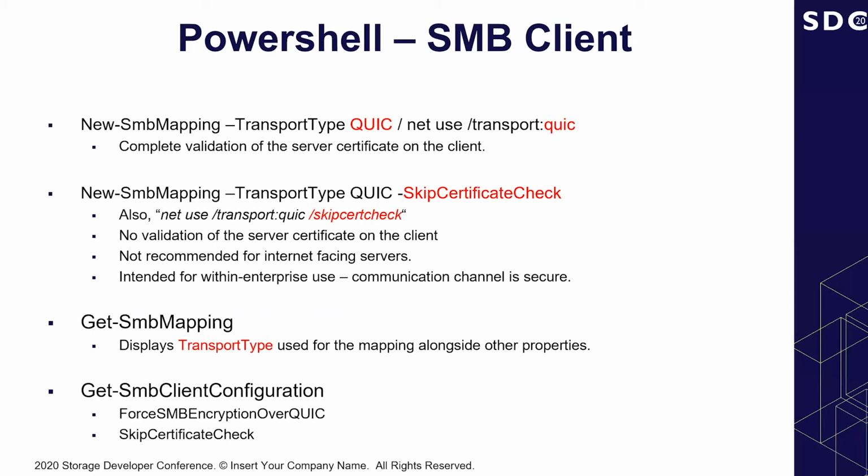And there is Get-SmbMapping, which lists the properties on the mapping, and alongside other properties, you get the transport type on which this mapping was established. A couple of configuration options on the client as well. One is whether you want to force SMB encryption on top of QUIC, and second is the skip certificate check. And this is a machine-wide property. So for all the mappings to all the servers, certificate validation will be dropped if you turn this flag on.